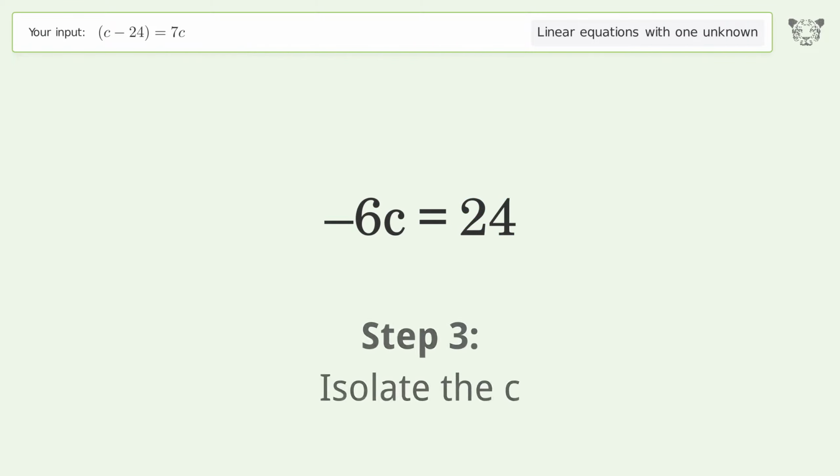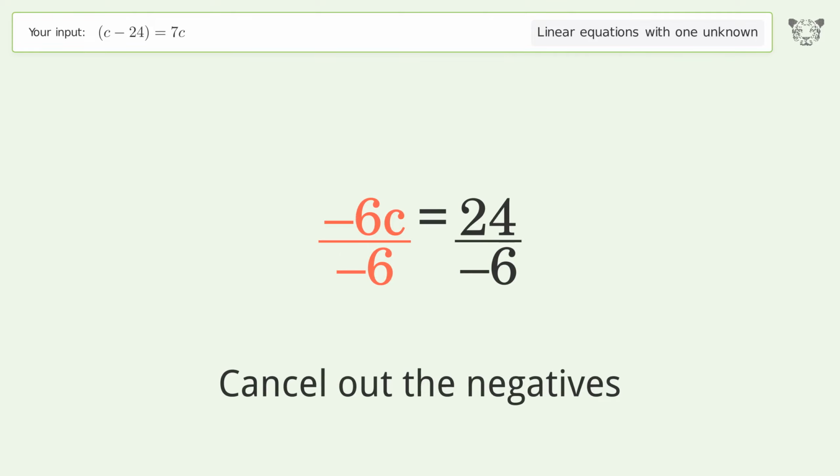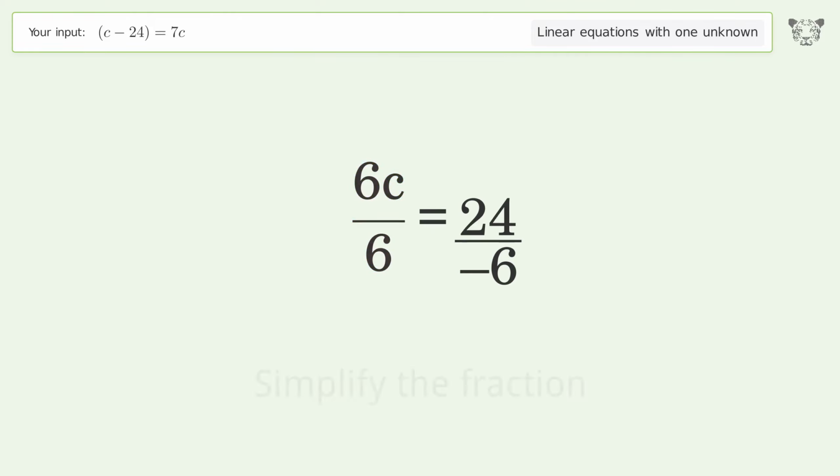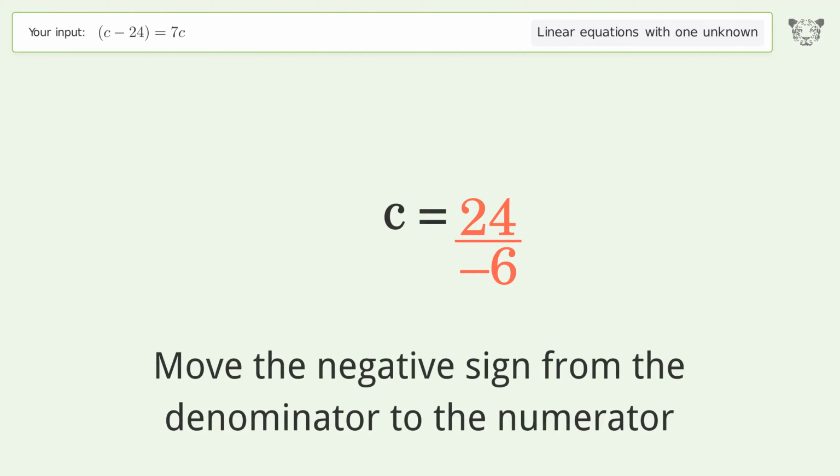Isolate the c. Divide both sides by -6. Cancel out the negatives. Simplify the fraction. Move the negative sign from the denominator to the numerator.